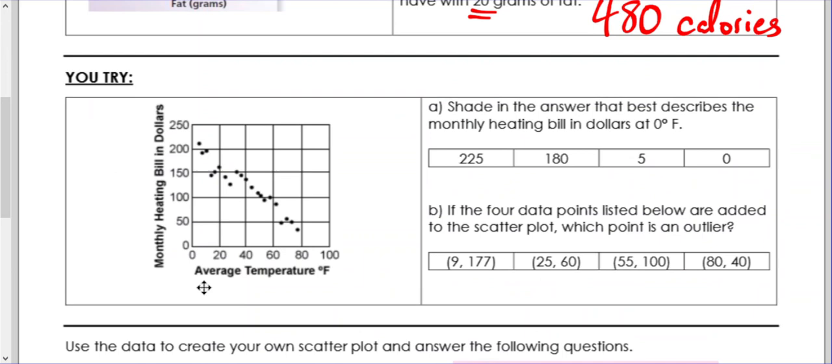All right, this graph is talking about the average temperature and your monthly heating bill. As this goes up, you spend less money on your heating bill. As this goes up from 0 to 100, which should make sense, the temperature is going up, you're spending less money on actually heating your home or apartment.